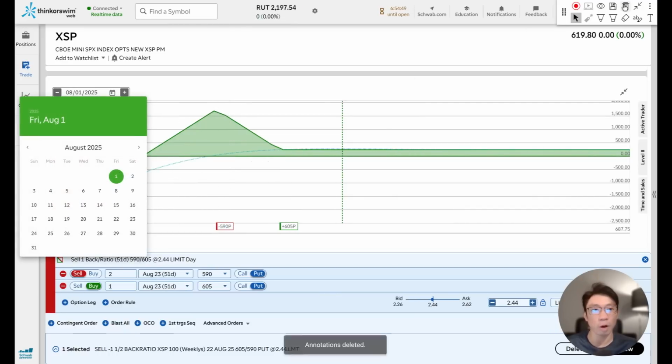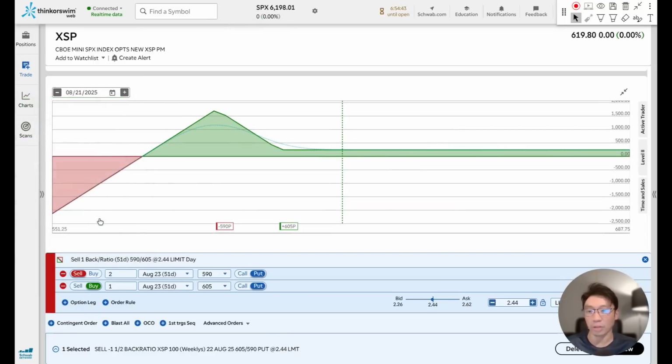So let me just remove all this drawing again, and let us take a look at where it is, let's say, 3 days before the expiration. So 3 days before the expiration, this is where we can have it very close to where the expiration line is, but still not nearly there yet.